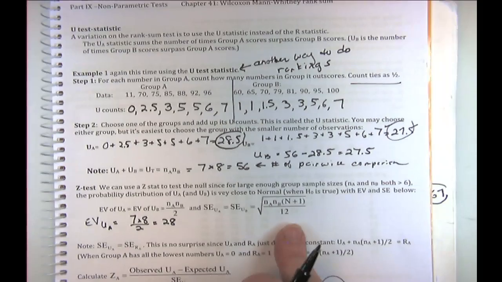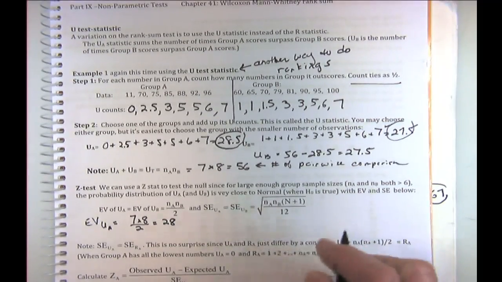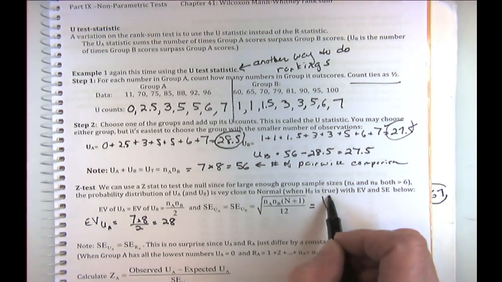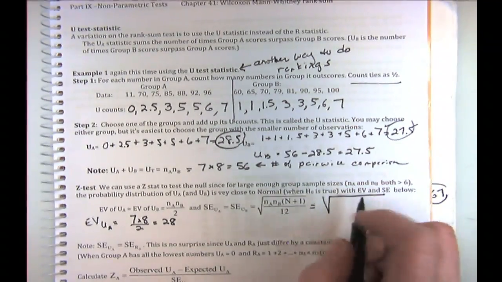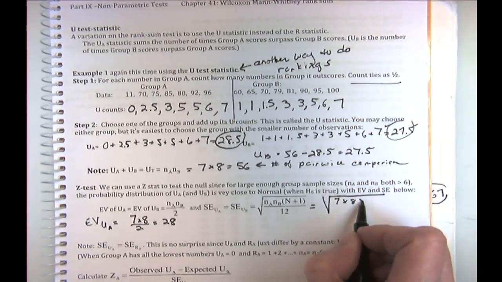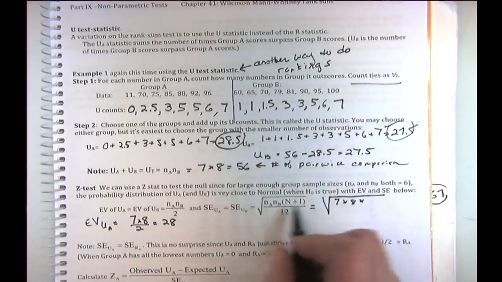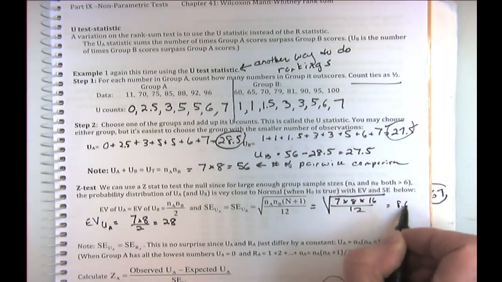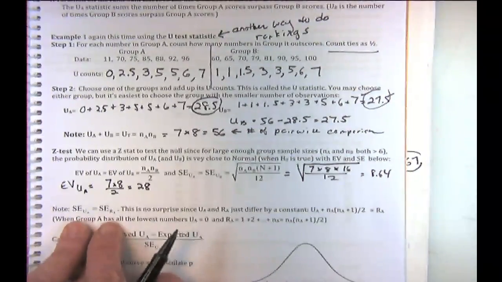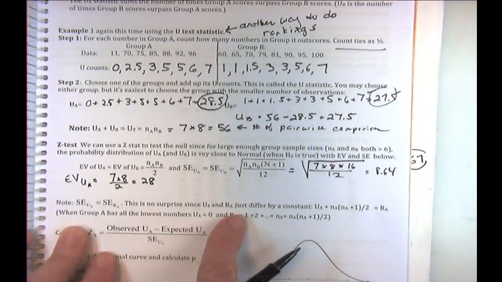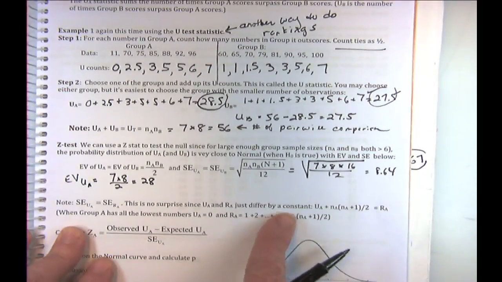And the standard error is the same as we had before. It's going to be exactly what we had before. The standard error for both groups is still 7 times 8, times 16 over 12, and we get 8.64 again. And note that this is exactly the same error that we had before, and it's not surprising because they really just differ by a constant.